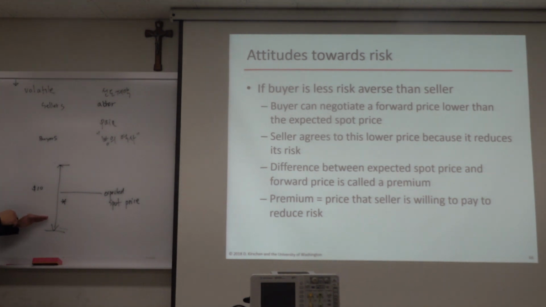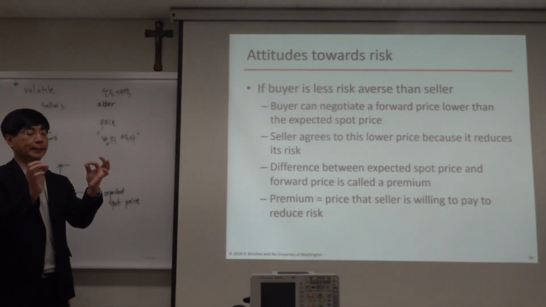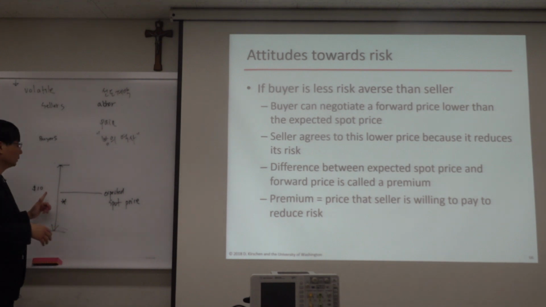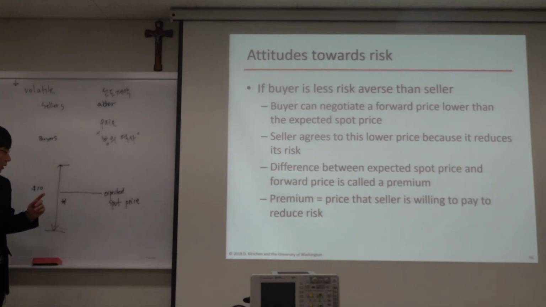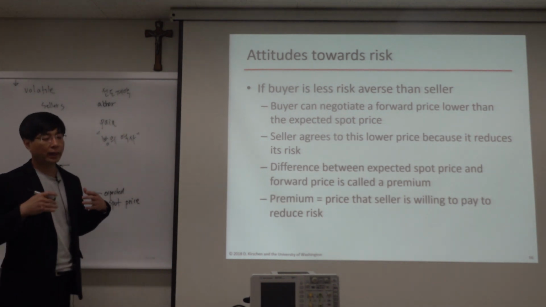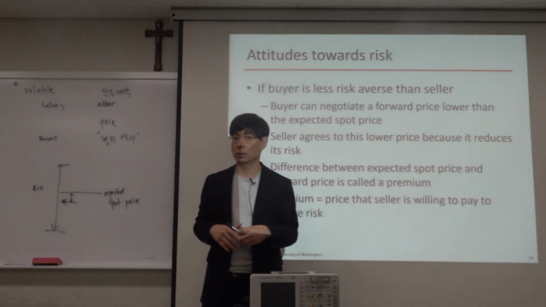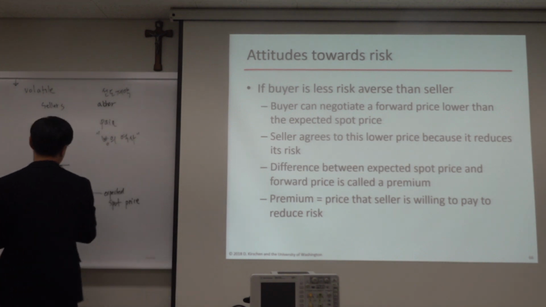Okay, so when they make a contract, how can they determine the forward price? The conservative seller is happy with this price, because there is a chance of this kind of spot price, right? So this gap is the one that the seller is willing to pay in this forward contract, and this gap is called a premium.